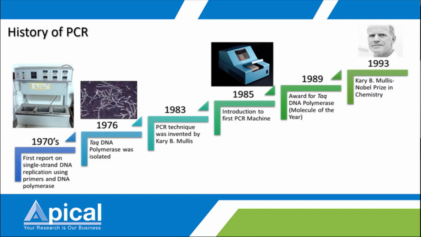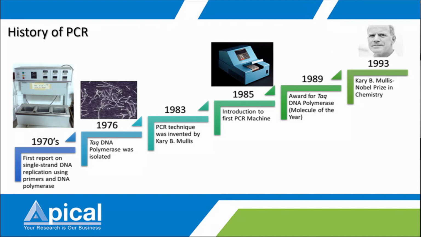So how did PCR start? A little bit on the history. Actually, PCR started in 1970, where single-stranded DNA replication was reported, which involved the use of primer and DNA polymerase. Then Taq polymerase was isolated from the bacteria Thermus aquaticus, and this bacteria actually lives in high-heat places. So the polymerase can withstand the high temperature that is needed to denature the DNA in PCR.